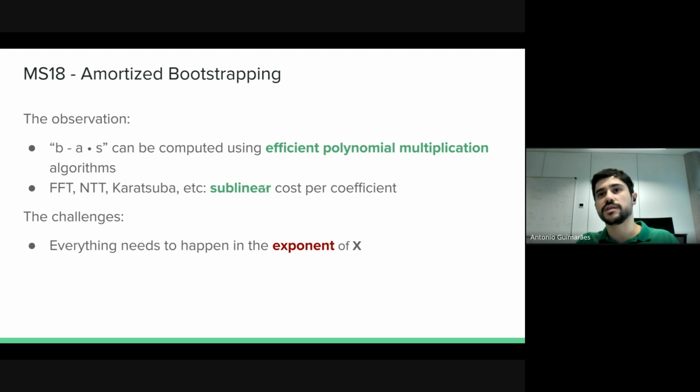So you can have something that has a sublinear cost per coefficient if you do this polynomial multiplication with some efficient multiplication algorithm. We could do an FFT, an NTT, Karatsuba, any efficient multiplication algorithm for polynomials would work and would give you something that is sublinear in the cost per message. The challenge is that you not only have to homomorphically evaluate it, but you have to homomorphically evaluate it in the exponent of the output ring, the exponent of x. So you need a multiplication algorithm that can be evaluated in this way.